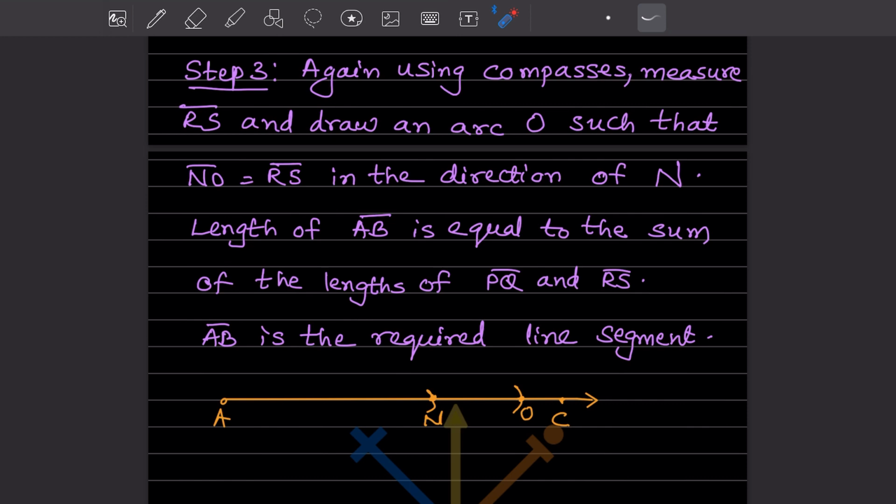So now what are we going to do? The length of AB is equal to the sum of the lengths of PQ and RS. So AB is the required line segment. So in this way we have completed this construction.